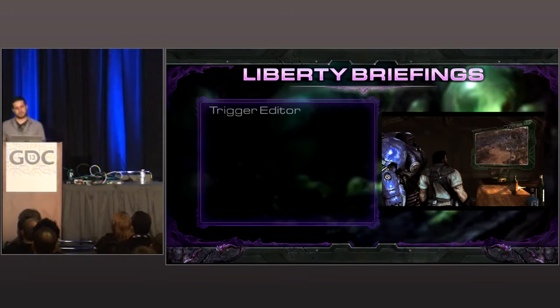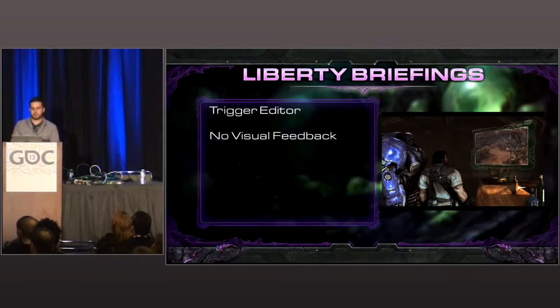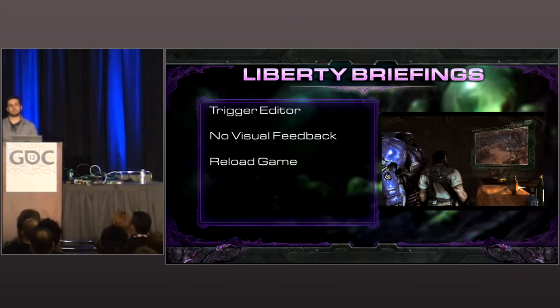So in Wings of Liberty, what we did was we used the trigger editor to build these using the game event system. But we had a lot of trouble with that, in particular because there's no visual feedback in the trigger editor. The trigger editor was built for editing game logic, not for actually building cutscenes. And so it was really hard to create the cinematic experience, in particular because you had to reload the game for every single change that you made.